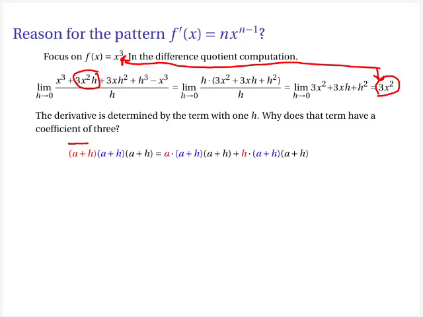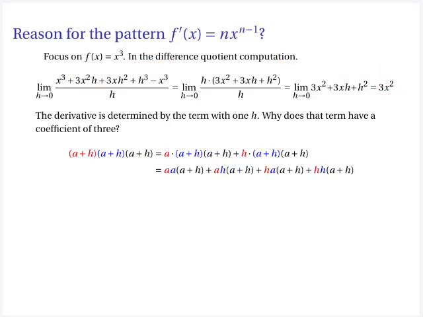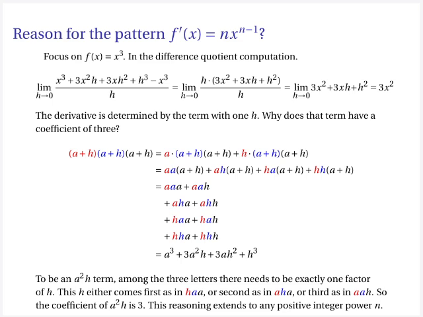So I'm cubing a plus h. I put them in red, in blue, and in black, hoping that it would help a person find the parts. So here I multiplied out a times the blue and black terms, h times the blue and black terms. And then in the next step, of course, I'm going to multiply out the blues. So I end up with an AA and an AH, also an HA and an HH. And then it's not very exciting, but anyway, I'm going to multiply each of these red blues times a black.